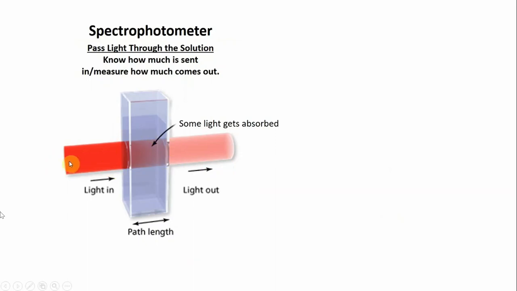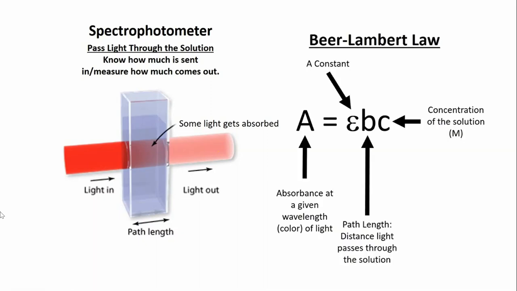In this figure, you can see I'm passing quite a bit of red light into the solution. Some of that light is getting absorbed by the solution. So when it gets done traveling through it, less light comes out. What Beer-Lambert did was they put some mathematics to this relationship. And the Beer-Lambert law is given by this equation.